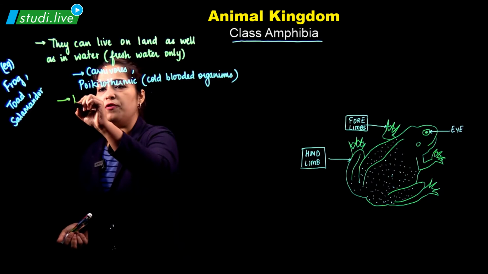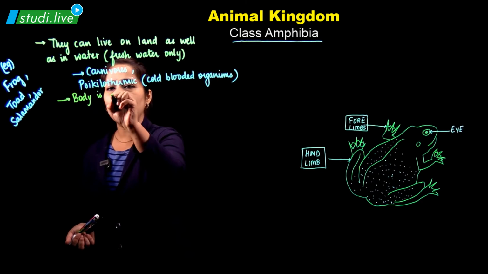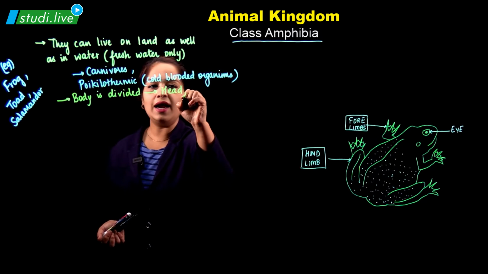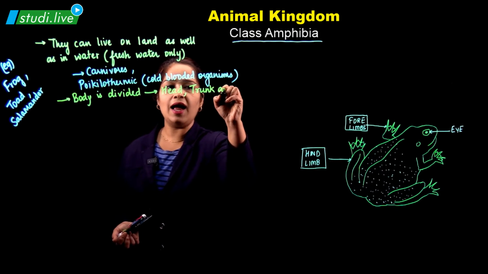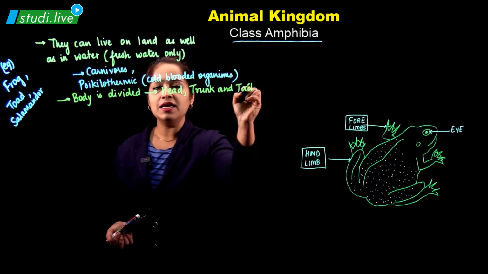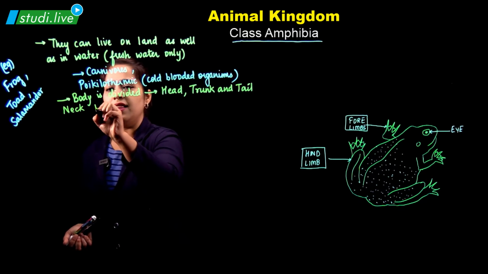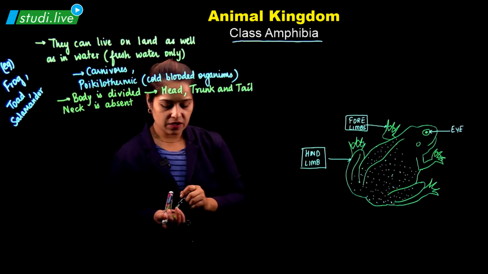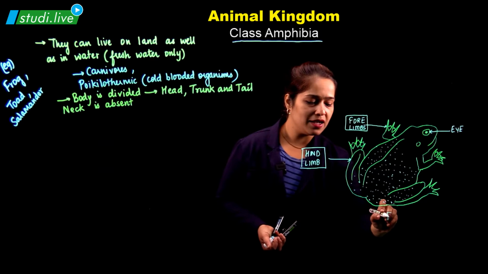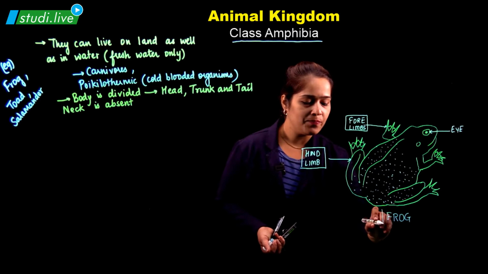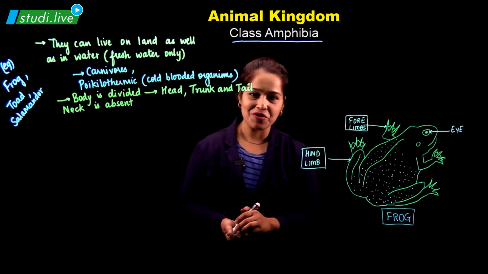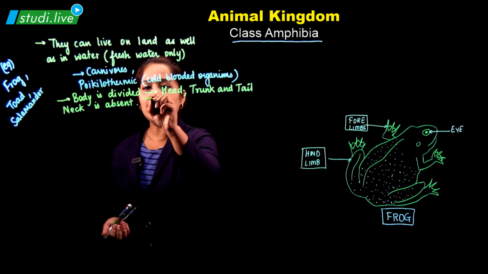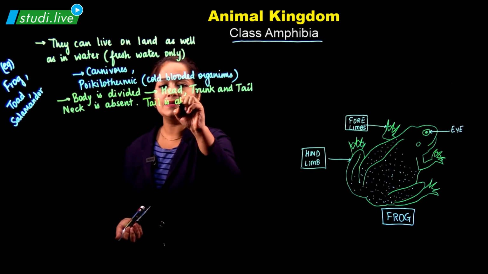Their body is divided into head, trunk and tail. Neck is absent in them. As you can see in this figure, which is the figure for frog, in some adults the tail is also absent. It is lost during the developmental stages, whereas it was present in the larval stages. So tail is absent in some adults.